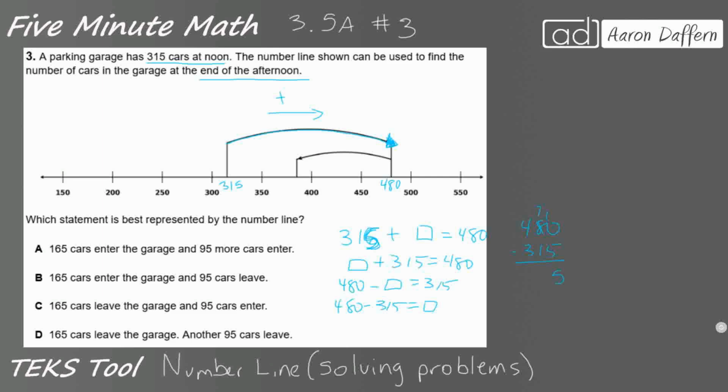So that's going to be, regroup it. We're going to do 10 minus 5 is 5. Now it's 7 minus 1 is 6. So it's 165. So 165 were added to the 315 to get me up to 480.